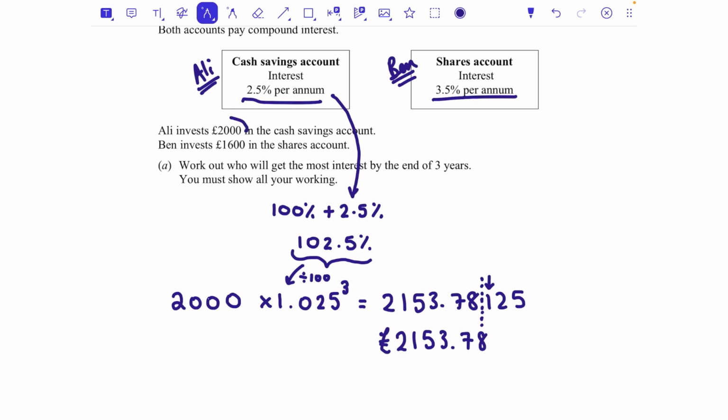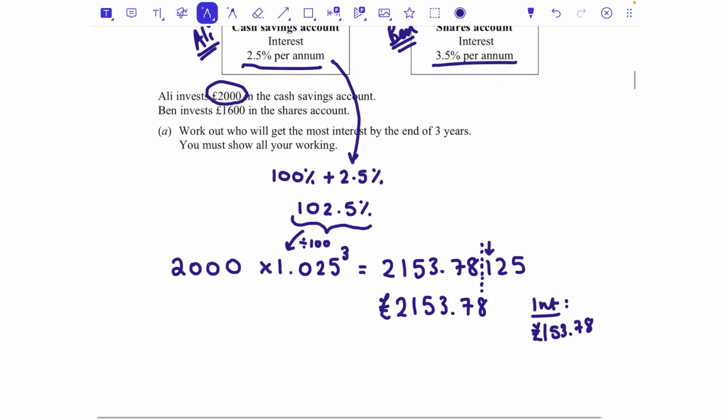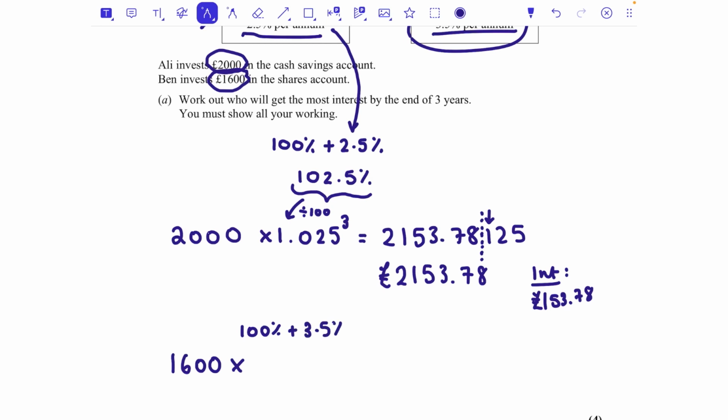Now, since she started with 2,000, the interest that she's receiving is actually the £153.78 part. Okay, now we need to look at Ben. So Ben is getting 3.5% in this account, but he's only putting £1,600 in. So we're going to do the same thing. £1,600 times. Now he wants 100% of his money each year and he wants an extra 3.5%. That is 103.5%, which is 1.035 as a decimal multiplier.